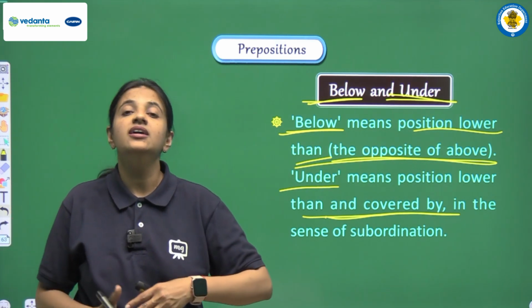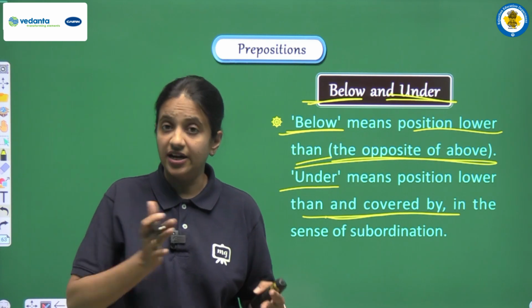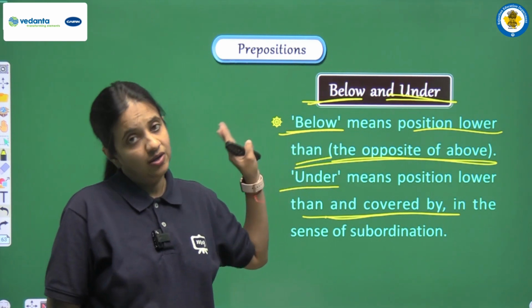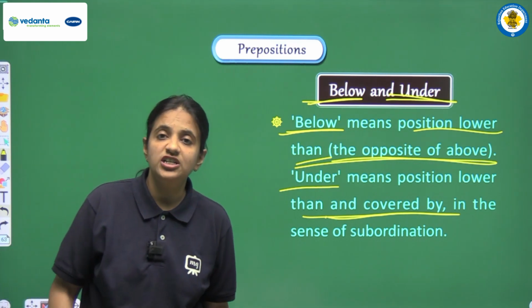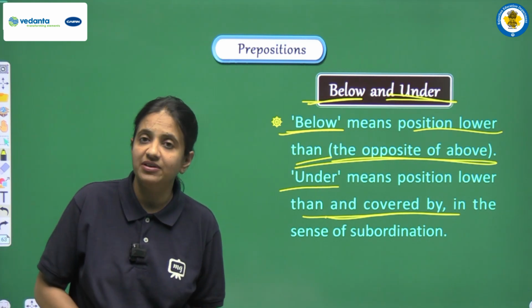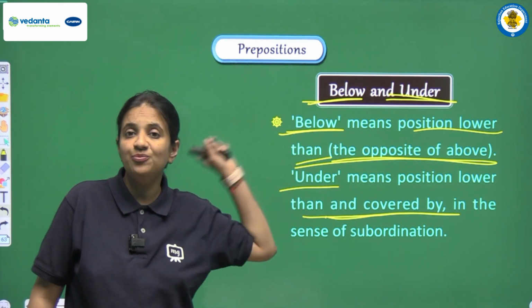So if we have the meaning of covering, that a total covering is there, then we have to use under in the place of below. Okay, so below and under have the same meaning. They show the position lower than, but if we have the meaning of covering also, then we have to use under in the place of below.